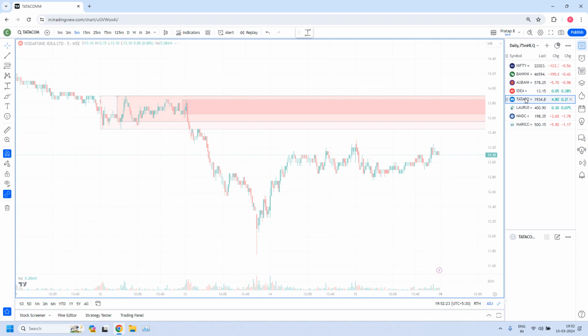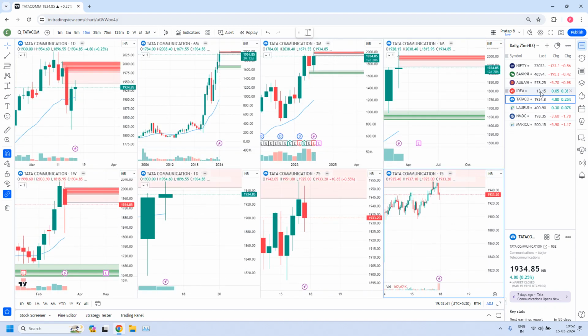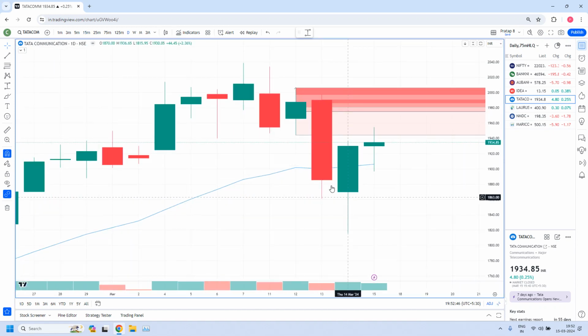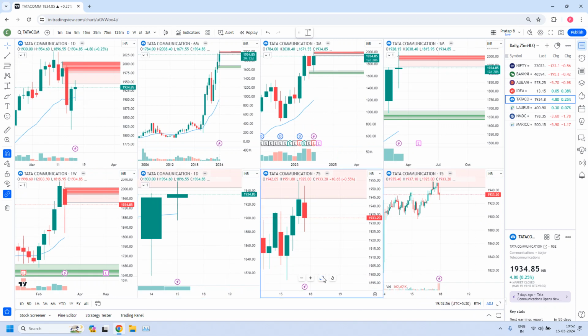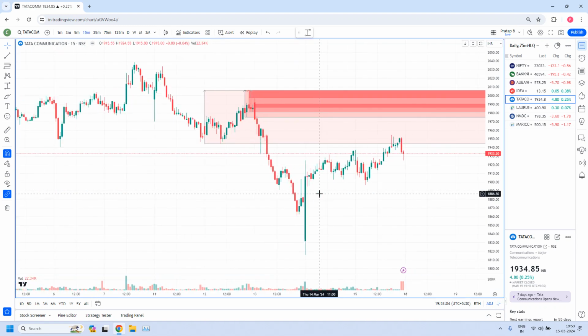And the next one is Tata Communication. How I fine-tuned, I will explain. See, all these are good learnings for the people currently learning the subject and practicing. Tata Communication is a drop-base-drop. This is also a 75 daily zone, a daily supply zone, drop-base-drop. Inside we have drawn a 75-minute rally-base-drop, and inside that 75-minute zone we have drawn 15-minute zones.